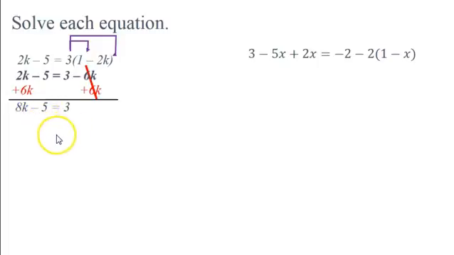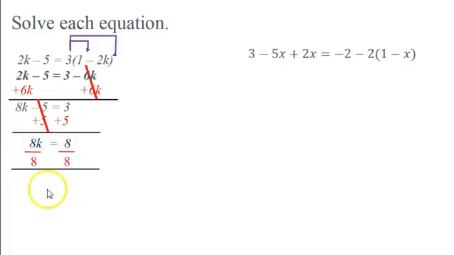Next thing I want to do is bring my 5 over to this side. So I'm going to add 5 to both sides. Cancel out. I'm going to have 8k is equal to 8. So now I'm going to divide by 8 so I can get k by itself. I'm going to divide both sides by 8. k is equal to 8 divided by 8. That's 1. k is equal to 1.